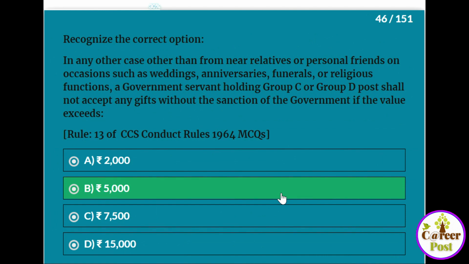Recognize the correct option. In any other case other than from near relatives or personal friends on occasions such as weddings, anniversaries, funerals or religious functions, a government servant holding Group C or Group D post shall not accept any gifts without sanction of the government if the value exceeds 2,000, 5,000, 7,500 or 15,000. Here it is Group C or Group D, other than gifts from near relatives and personal friends on the occasion of weddings. So other than weddings and functions, the amount allowed is 2,000.